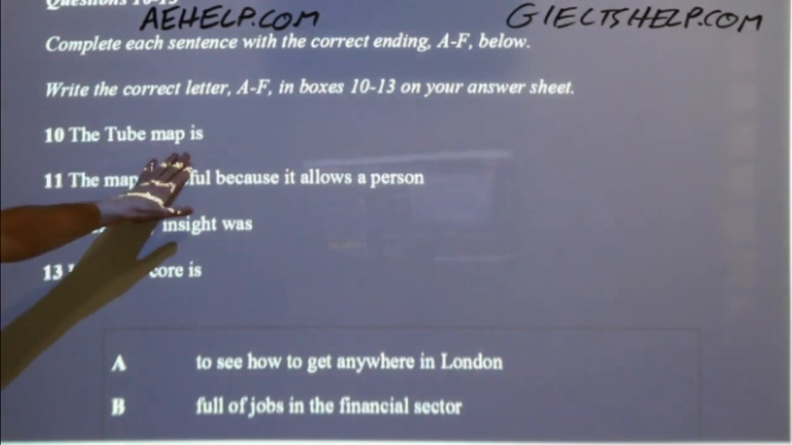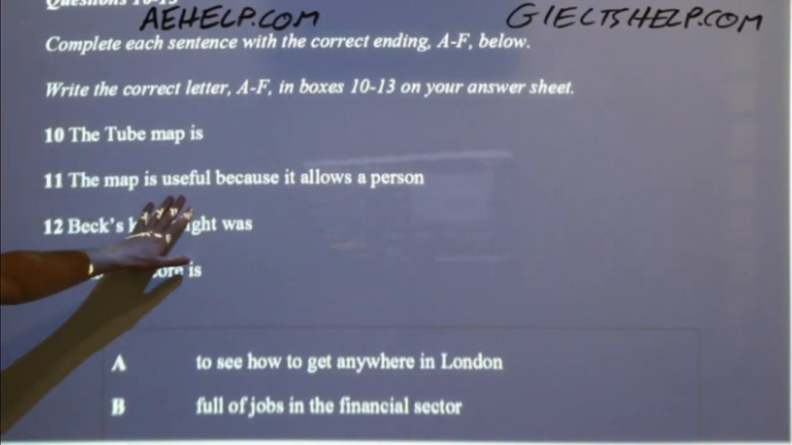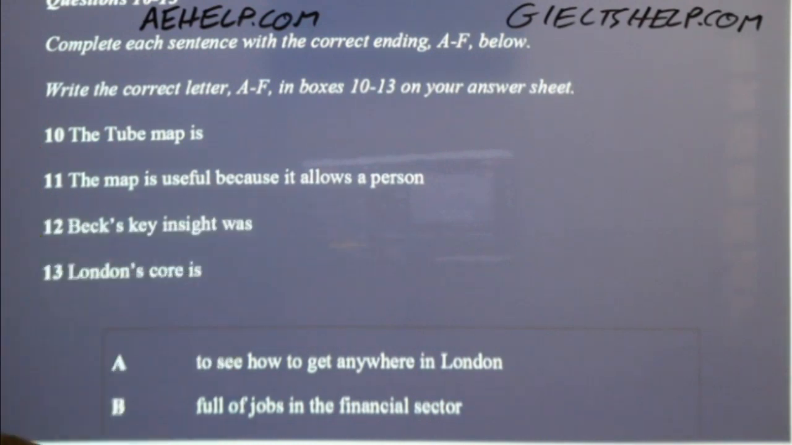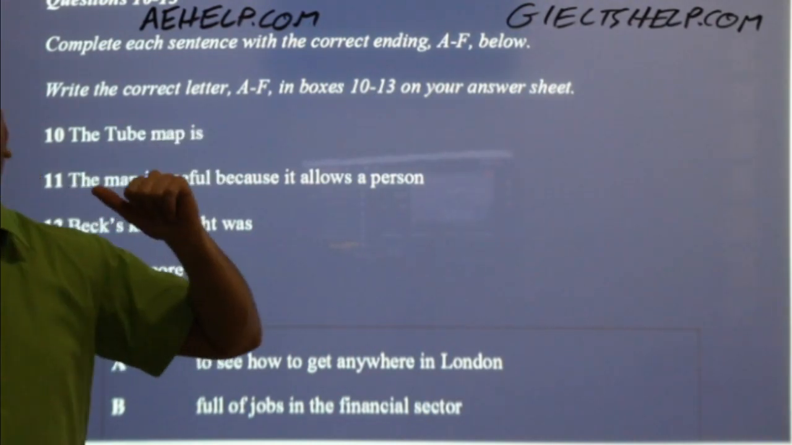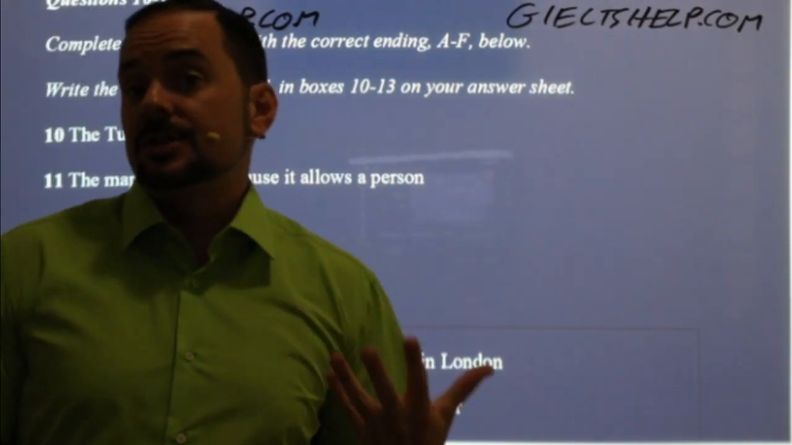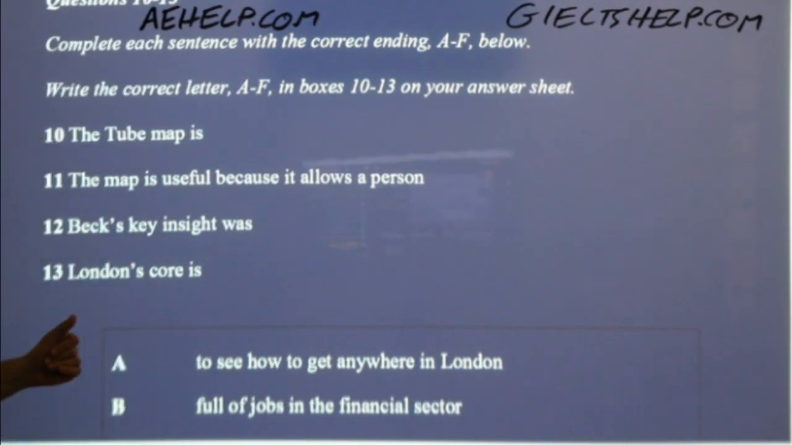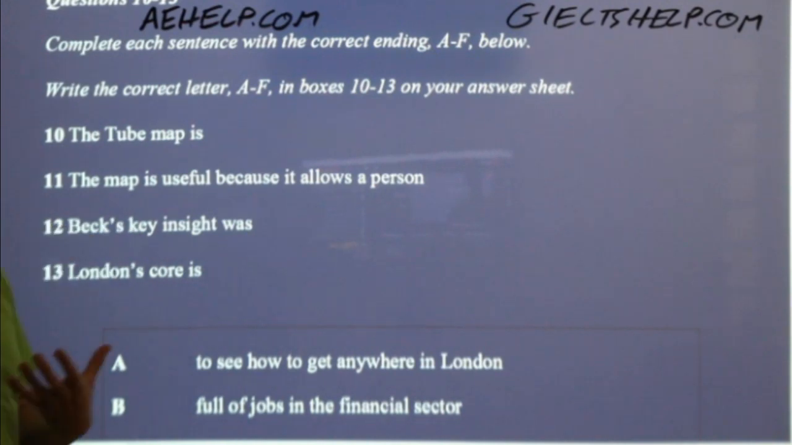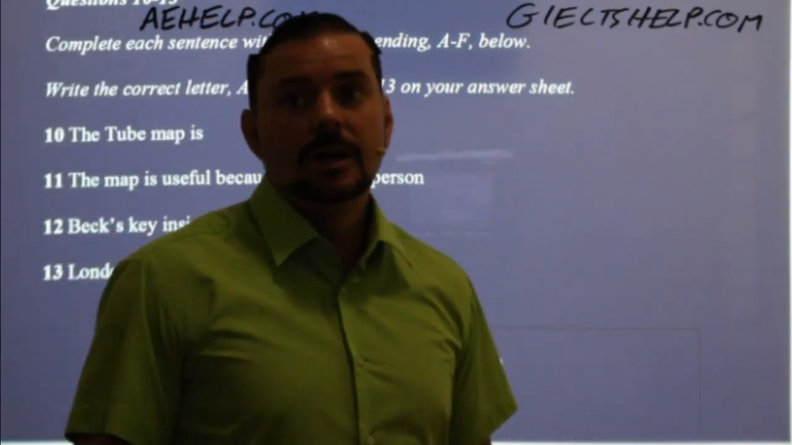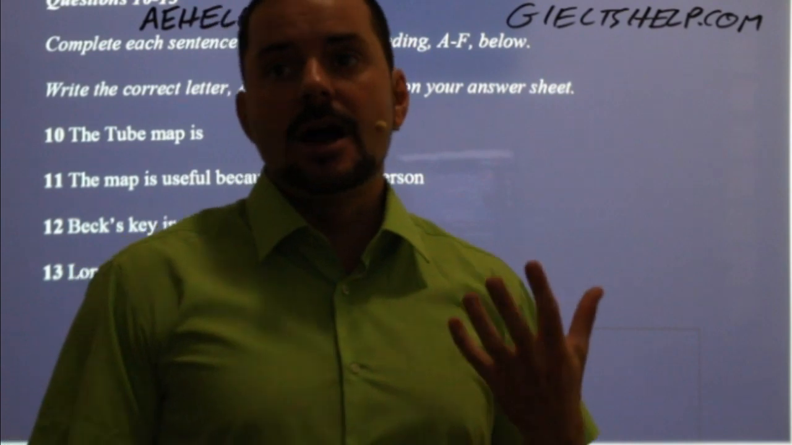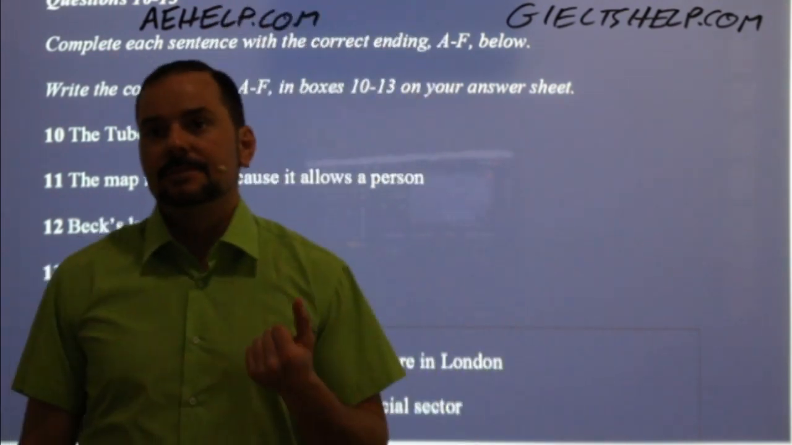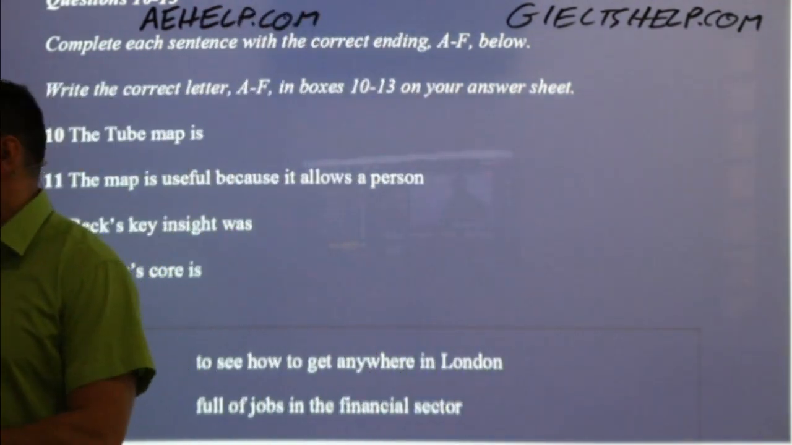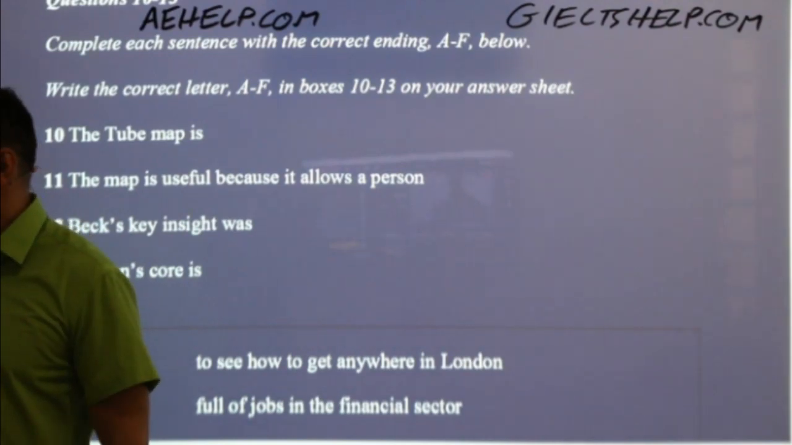The tube map is. The map is useful because it allows a person. Beck's key insight was, London's core is. Now, when we read these, you want to think about what they're saying. Here we see that map and map are in there, so there's going to be some information about the map of the London Underground. We want to keep that in mind.